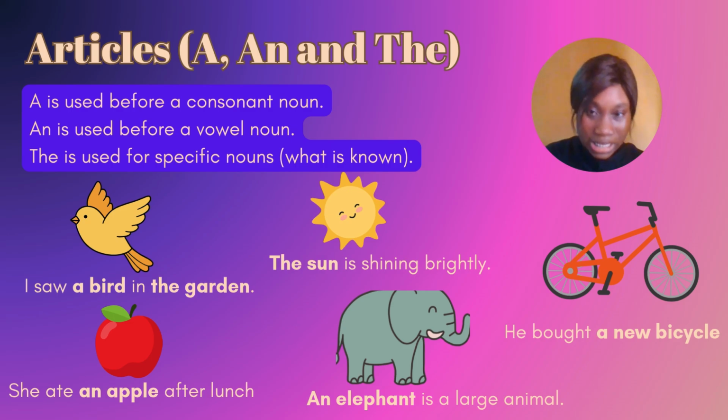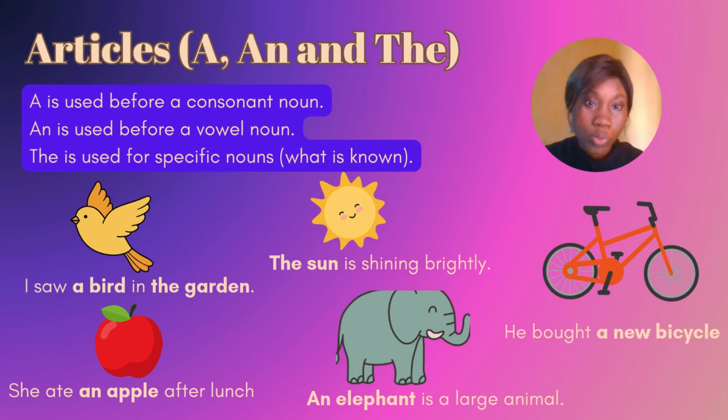The next one is the. Now you make use of the for things that are known. Example, if I say I saw a man today, you don't know the man. You know nothing about the man. All you know is I'm telling you that I've seen somebody and the person is a man. So I saw a man today.